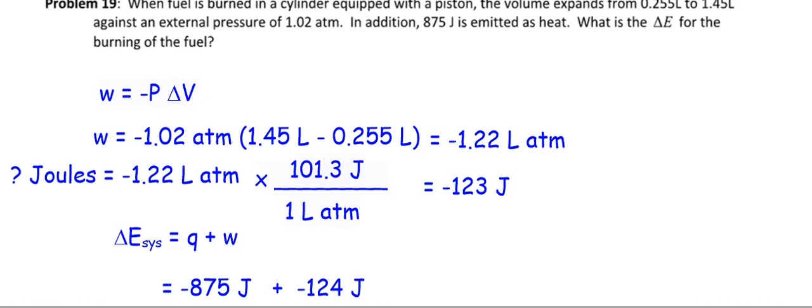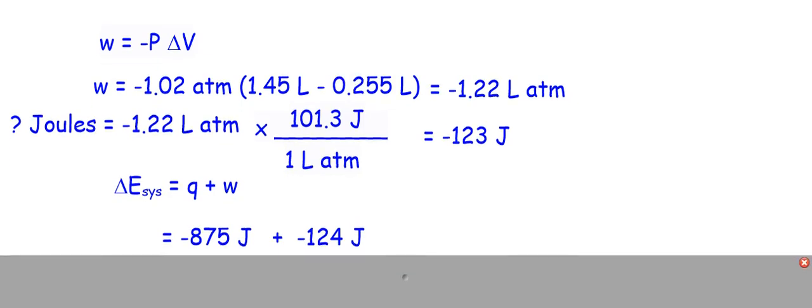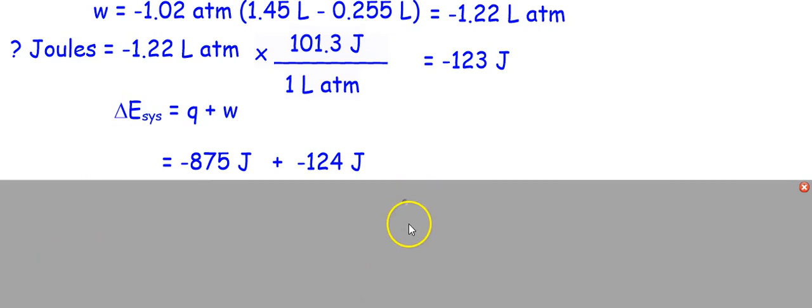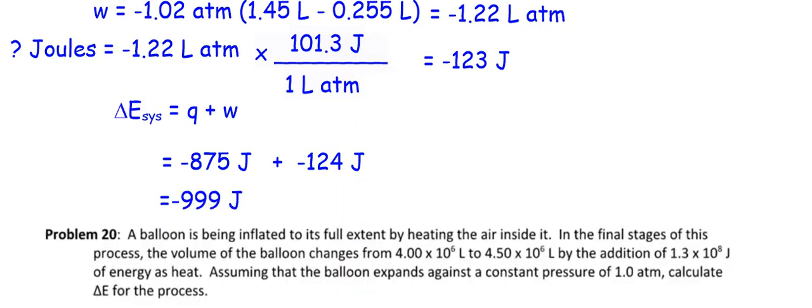I have negative, somehow I got 124 when I had 123. Don't know why I switched the numbers there, but I did. And what did I get? I think I got negative 999. So I apologize for that. Make it negative 1,000 or make it negative 998 if you have to, all right?